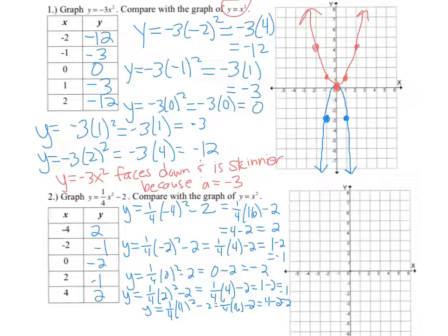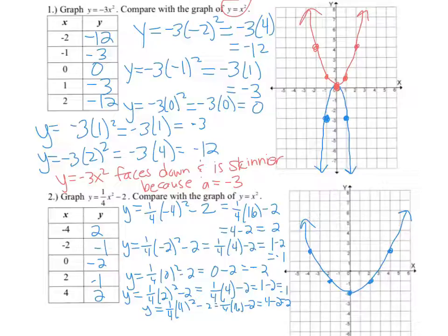So we can go ahead and plot these points. Negative 4, 2. So left 4 and up 2. Negative 2, negative 1. Left 2, down 1. 0, negative 2 means don't go left or right, just go down 2. 2, negative 1 means to the right 2 and down 1. 4, 2 means to the right 4 and up 2.